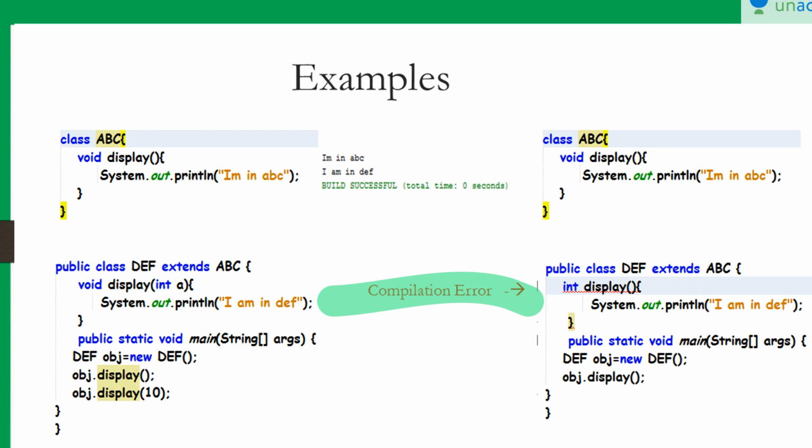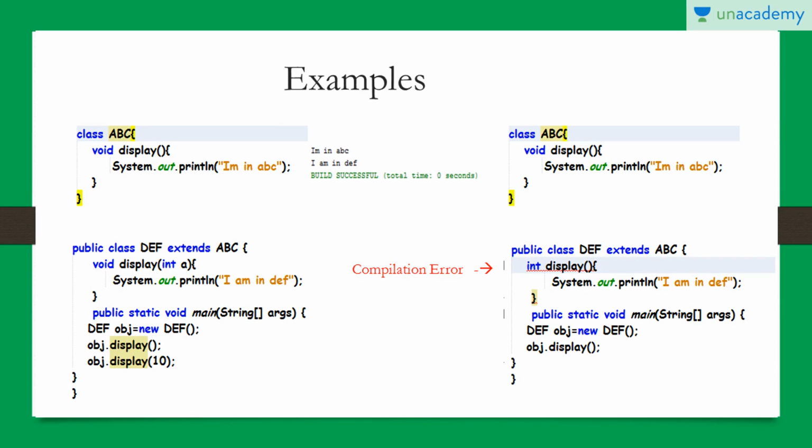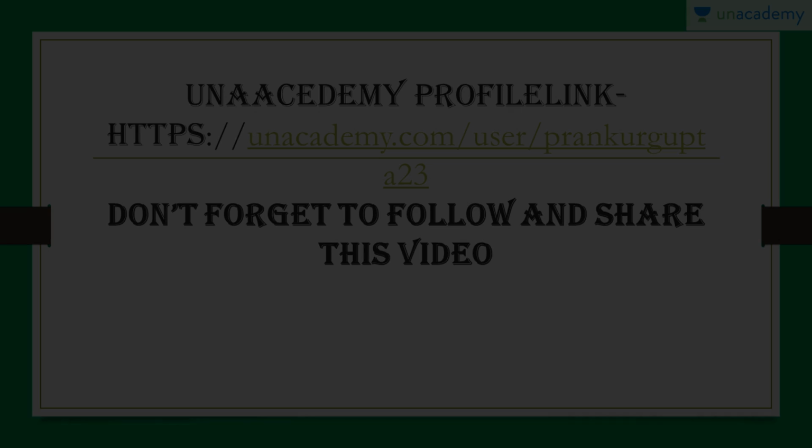If we try to access the display function, it will not recognize which function it should call, either this or this, because both have different prototyping. So this will not be recognized as method overriding or method overloading. I hope guys you get a clear idea of how method overriding works in Java.